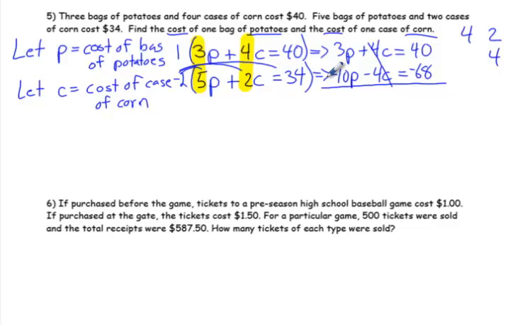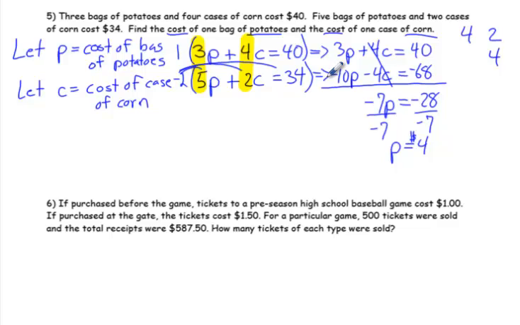Let's add 3p plus -10p, gives us -7p, and 40 plus -68 gives us -28. So now if we divide by -7, we get p equals 4. So that is going to be the cost of one bag. It's going to be $4 for a bag of potatoes.